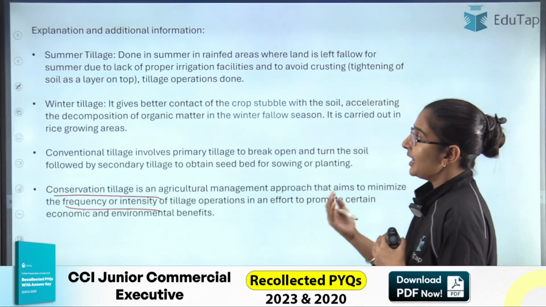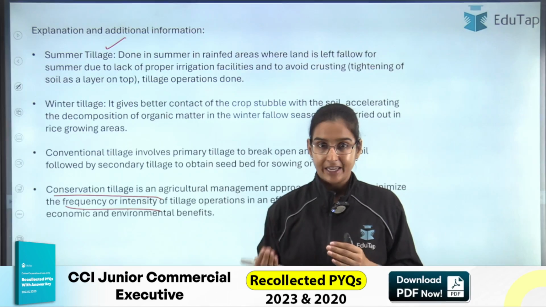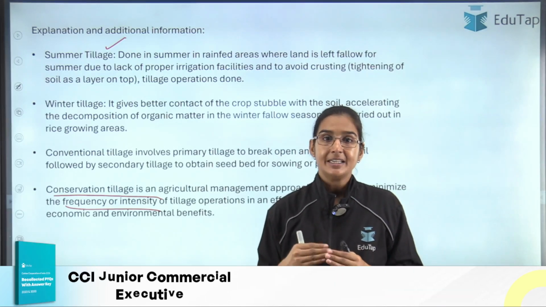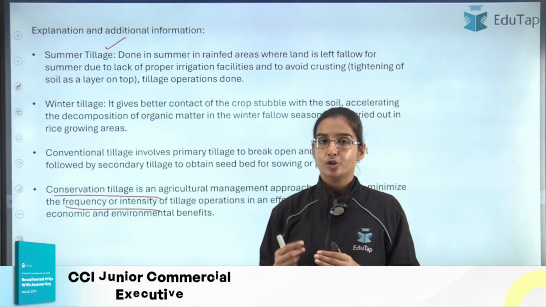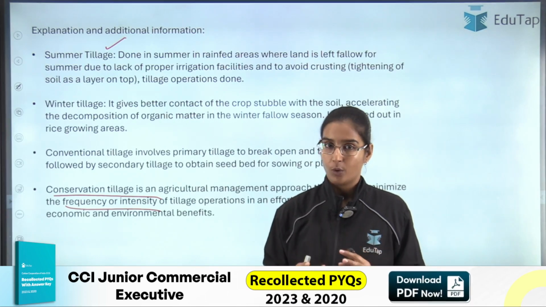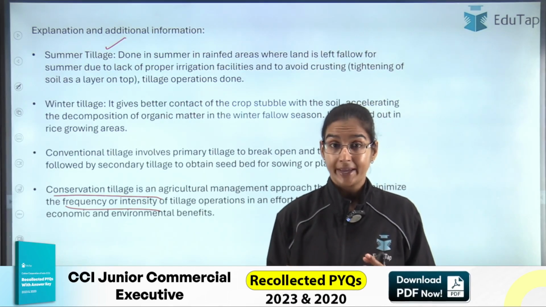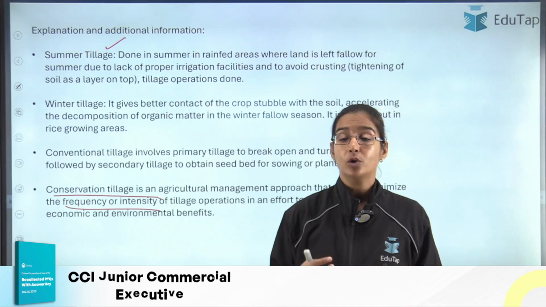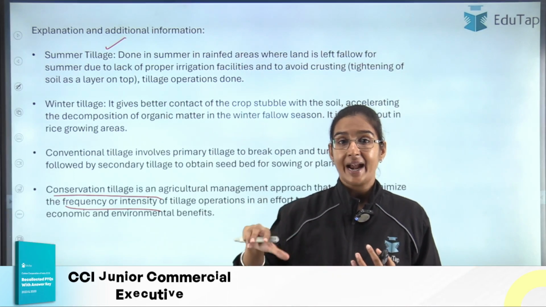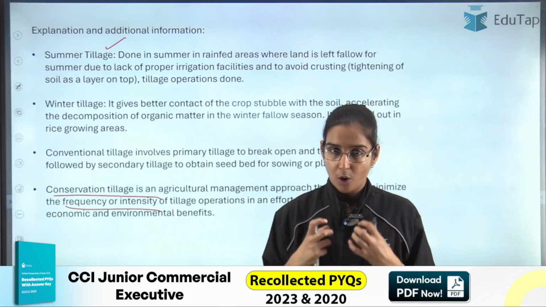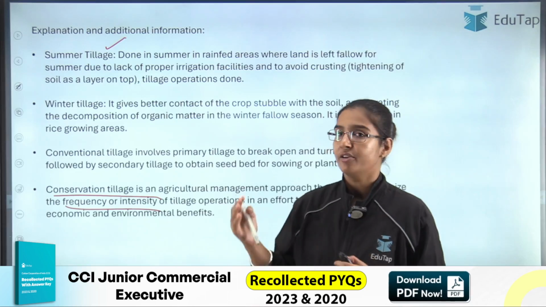Apart from these two options, the other one was summer tillage. In summer tillage, what happens is, see, in certain dry land areas, because of the lack of irrigation, the land is left fallow in the summer regions, right? Because the water availability is not there, the irrigation facilities are not there. But even when the land is left fallow, we carry out the tillage operations. Why? One, to ensure that no weed growth happens in that time period, and secondly, because even when the land is left fallow, the land can become compact, right? So to break the compaction of the land and to make sure that no weed growth happens in the summer fallow, we do the summer tillage, right?